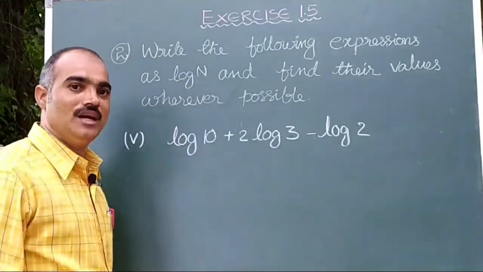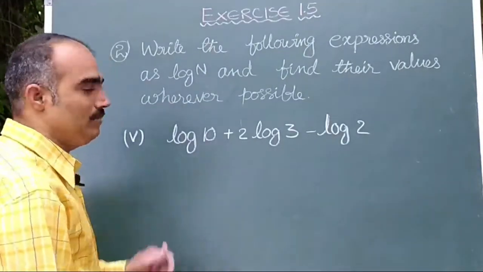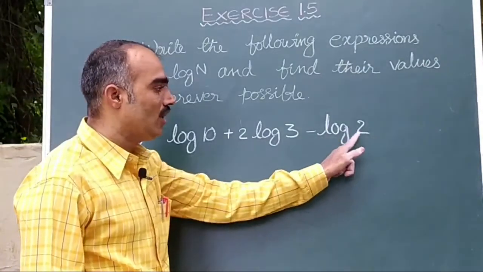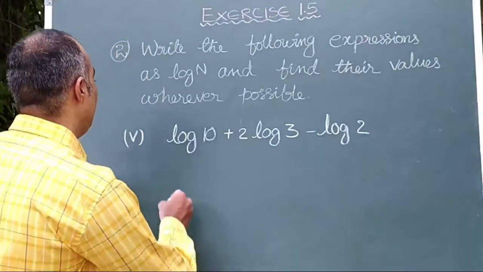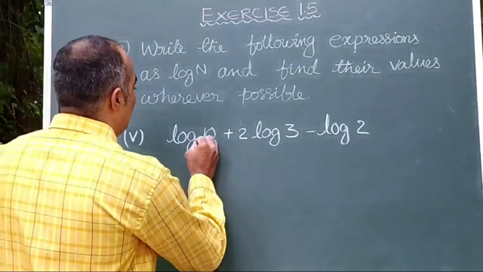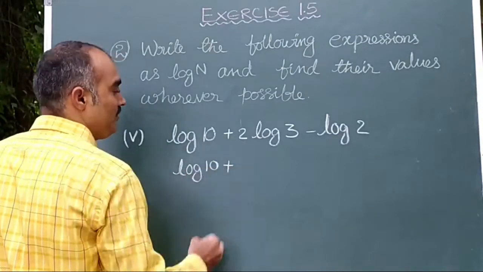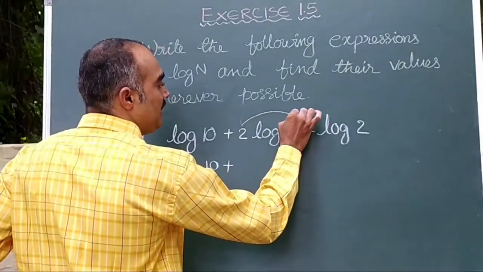Clear? Now let us see the next bit, that is the fifth bit, log 10 plus 2 log 3 minus log 2. So here, let us write log 10 as it is, plus, as I have told you, this can be taken as power.